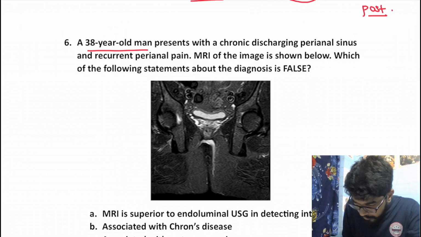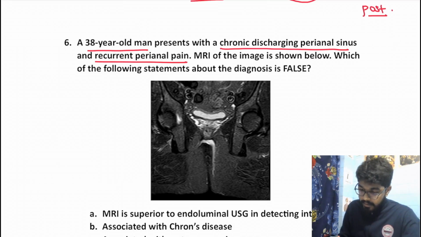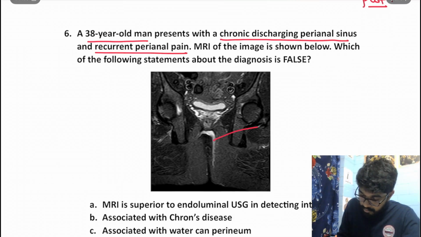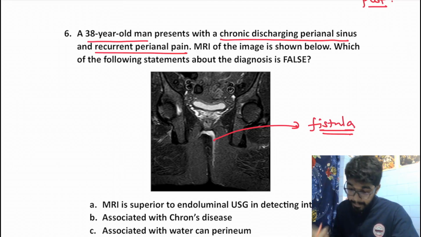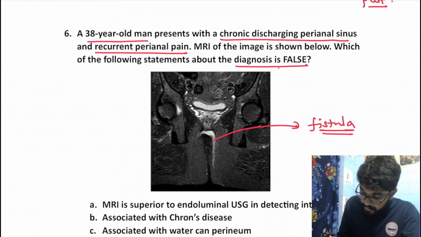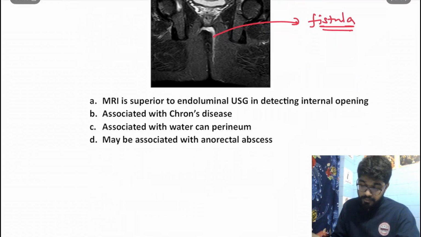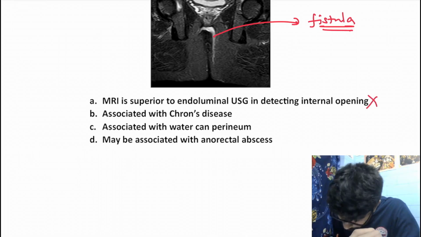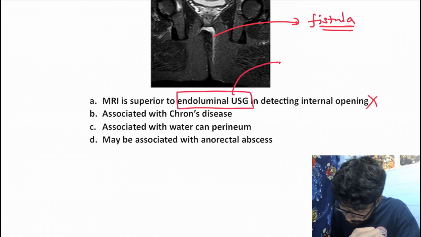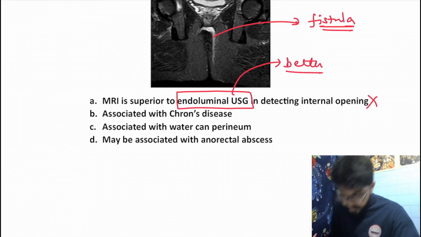A 38-year-old man presents with a chronic discharging perianal sinus and recurrent perianal pain. An MRI image is shown over here. We can find a fistula; the sinus has converted into a fistula. Which of the following statements about the diagnosis is false? The diagnosis is nothing but fistula in ano. Let's read the options. MRI is superior to endoluminal USG in detecting internal opening. This is a false statement. Remember that endoluminal USG is the best choice to determine the location of the internal opening. It is a better choice as compared to MRI.